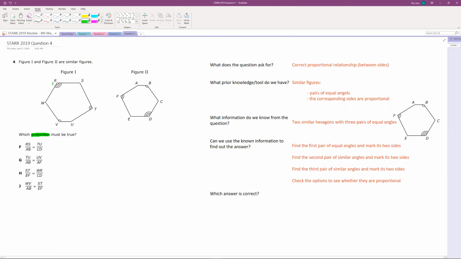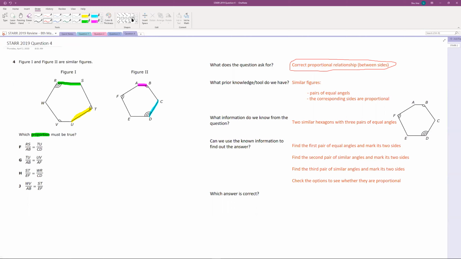So RS is one side on Figure 1. AB is one side on Figure 2. TU is one side on Figure 1, while CD is one side on Figure 2. So basically, this question is asking for a correct proportional relationship between sides. Now, what do we know about similar figures? What prior knowledge do we have?